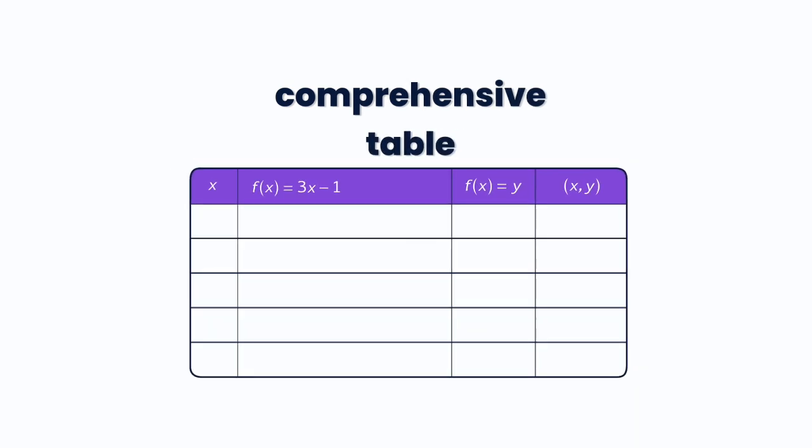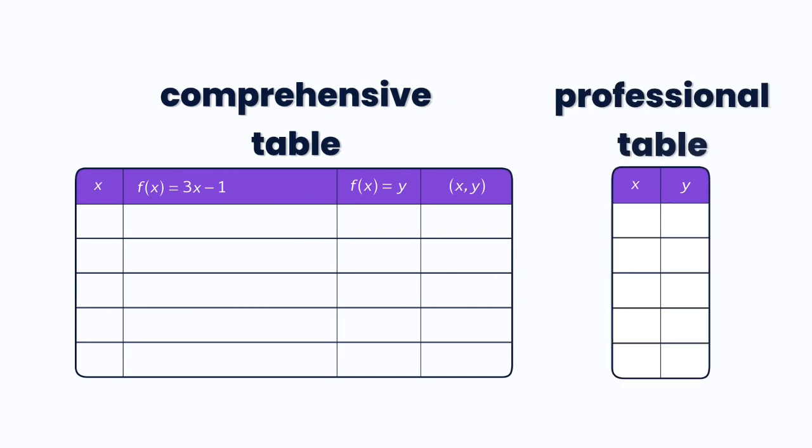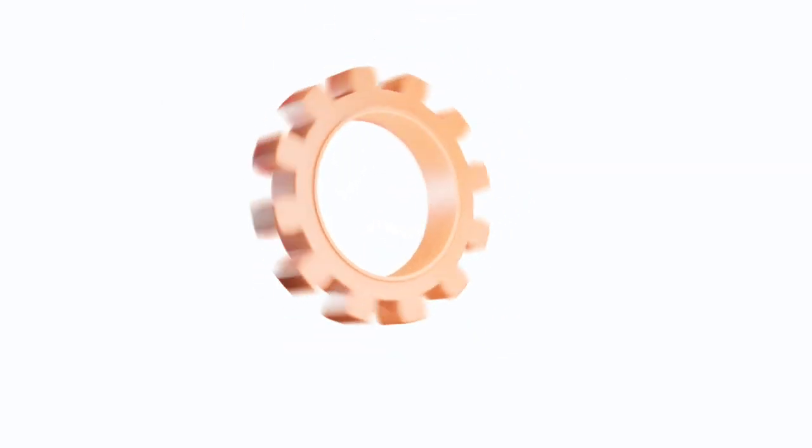Now, in some situations, you'll come across function tables that show the x and y values only. But it's best to stick to the comprehensive tables in the beginning, while you're new to them. Let's examine how all this works through an example where you'll make a comprehensive table.